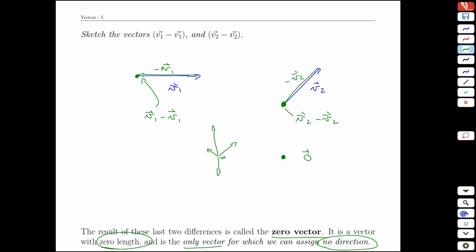And so that's our quick intro into the idea of a vector being drawn as an arrow, some quantity with a direction and magnitude, with this one exception, and how we can combine them with sums and differences.